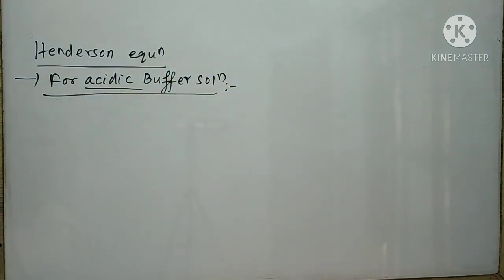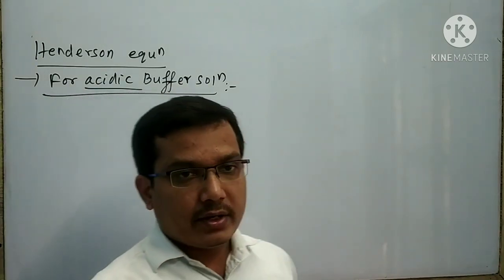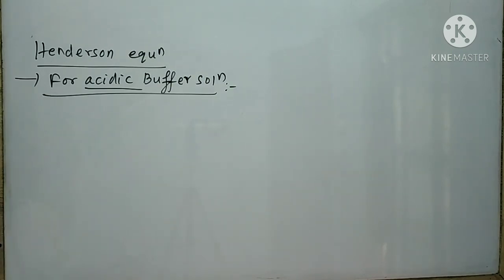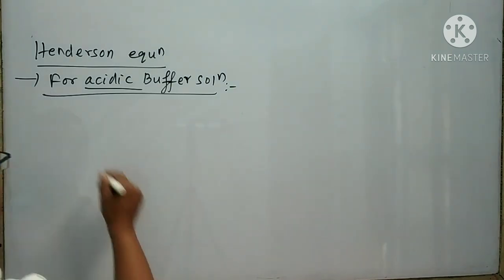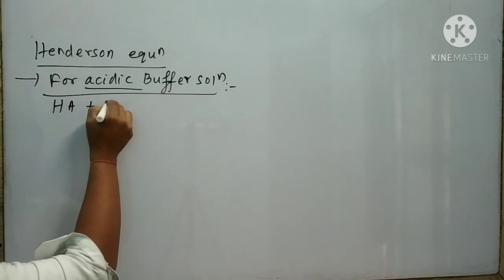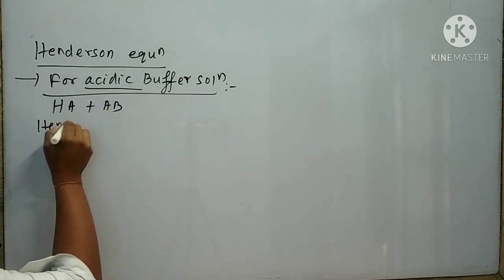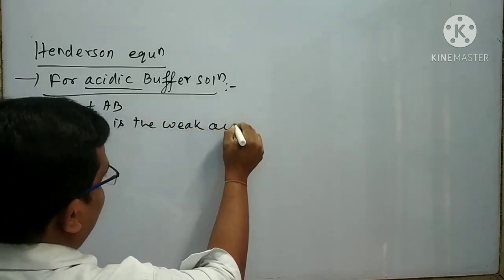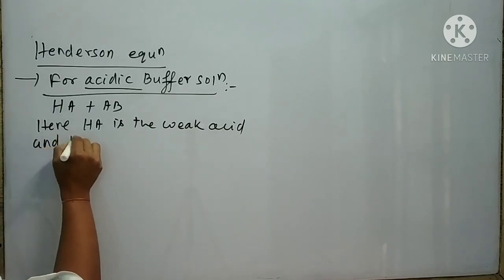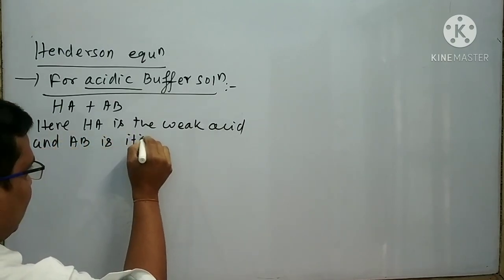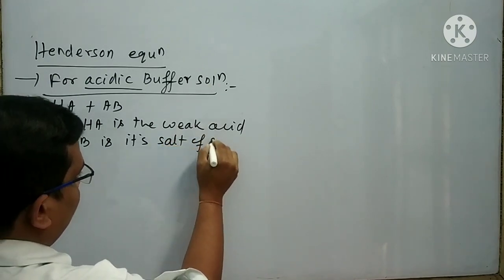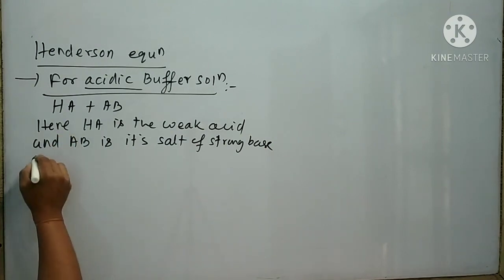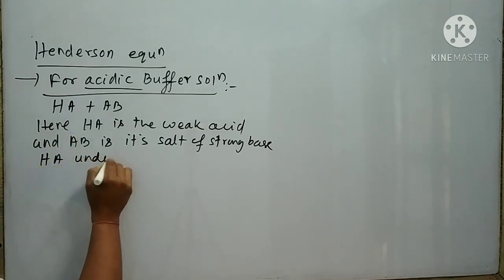We know that an acidic buffer solution is made by a weak acid and its salt with a strong base. Let us consider an acidic buffer solution HA plus AB. Here HA is the weak acid and AB is its salt of a strong base.